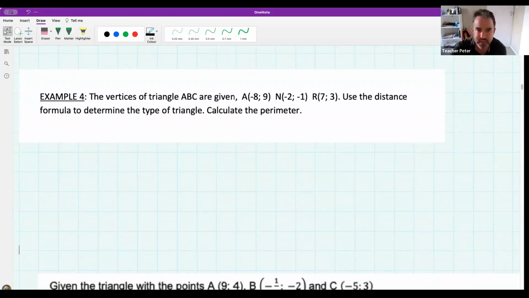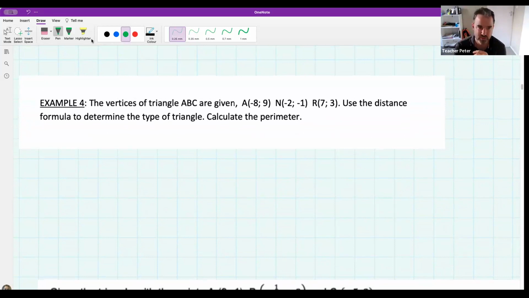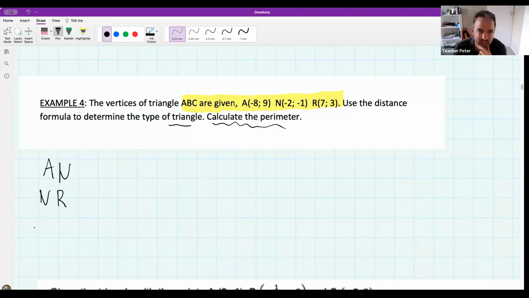Okay, so here is the next question. It says, the vertices of a triangle ABC are the following. It says, use the distance formula to determine the type of triangle and also calculate the perimeter. So in this thing, there are going to be 3 sides. And those 3 sides are going to be the A to N bit. There's also going to be the N to R bit. And then there is going to be the A to R bit.